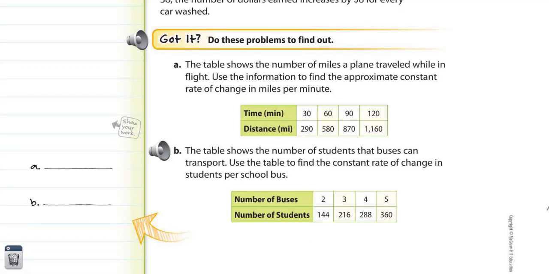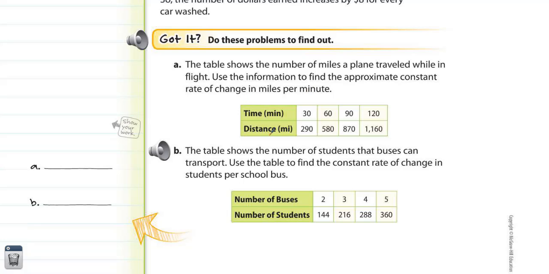All right, try this got it problem. Pause the video. You've got two different rate of change problems here. Go ahead, work those out, and then start the video back up. Okay, let's see how you did with A, and then my suggestion would be, if you did A and you got it right, look at your work on B. Let the video play through. If you did A and you had a mistake, pause the video again and rework your B based on figuring out your mistake from A.